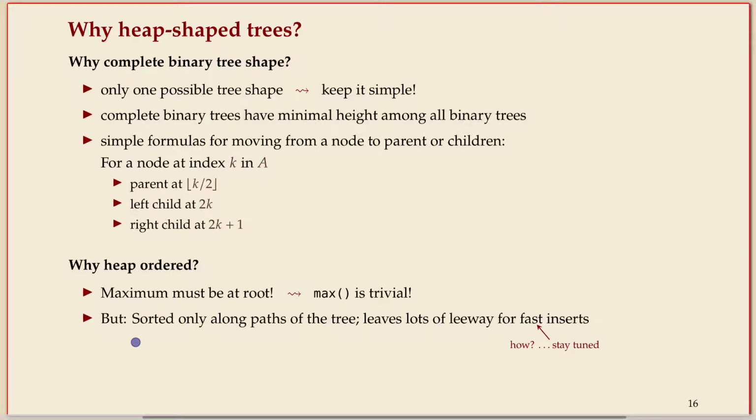The other thing is, it is sorted, but only very mildly so in a way. There's many leaves which are completely unordered. If you think about it, nothing tells you if two siblings are ordered this way or that way. There's no restriction. So there's still many assignments of the labels to a heap shape that are valid. And we'll exploit that for fast insert.